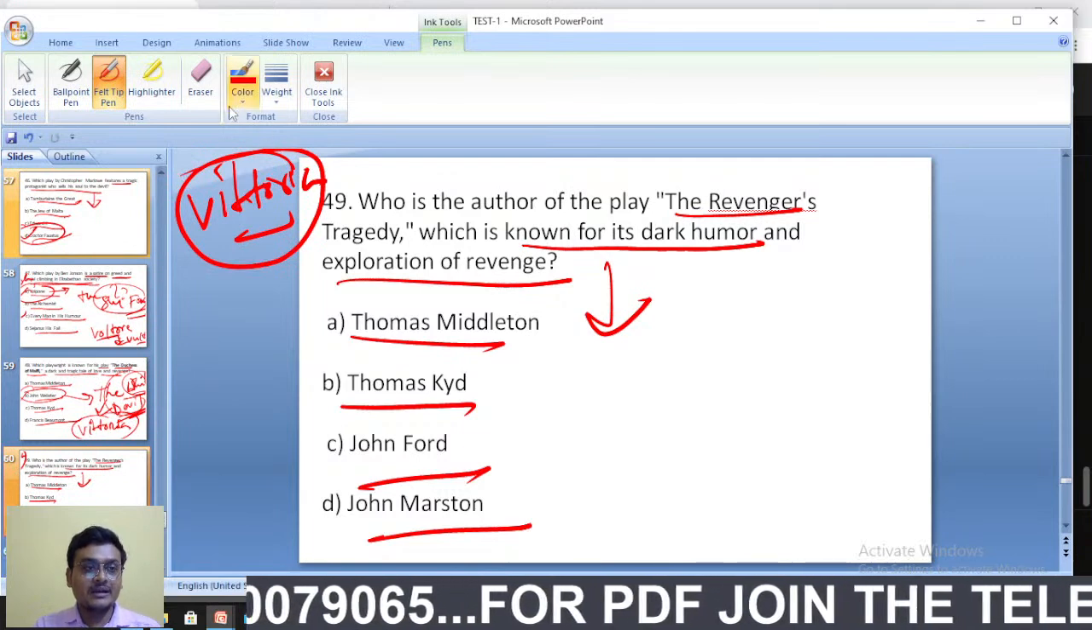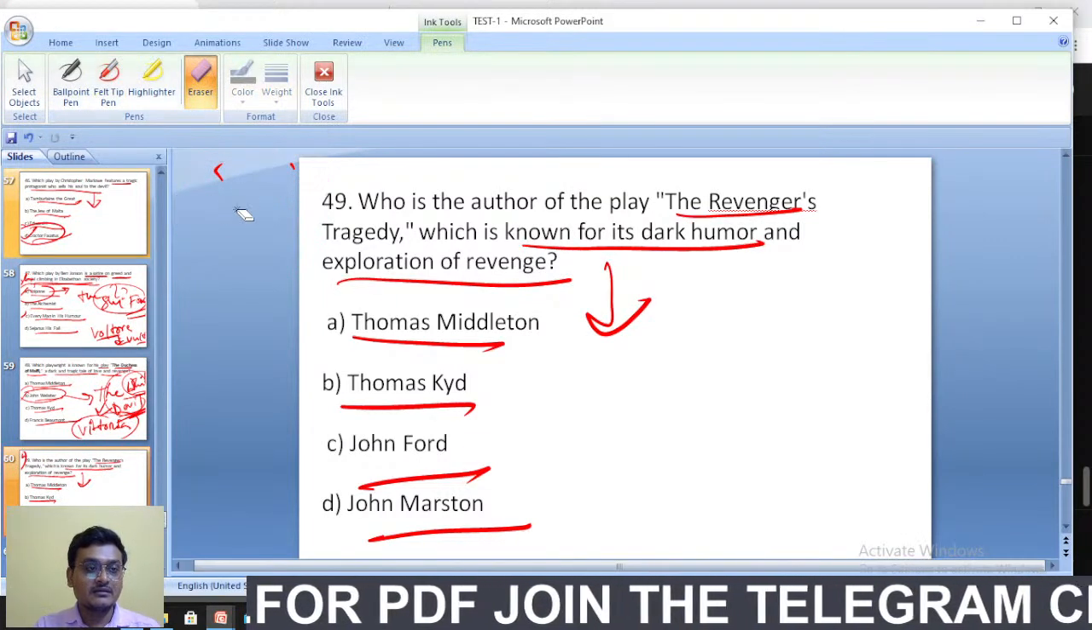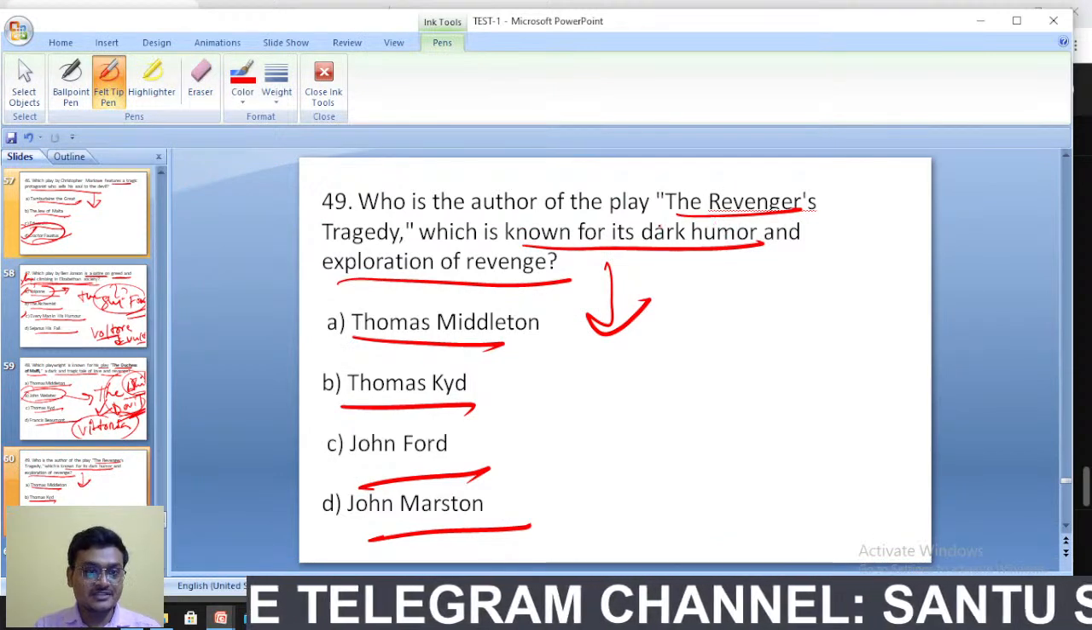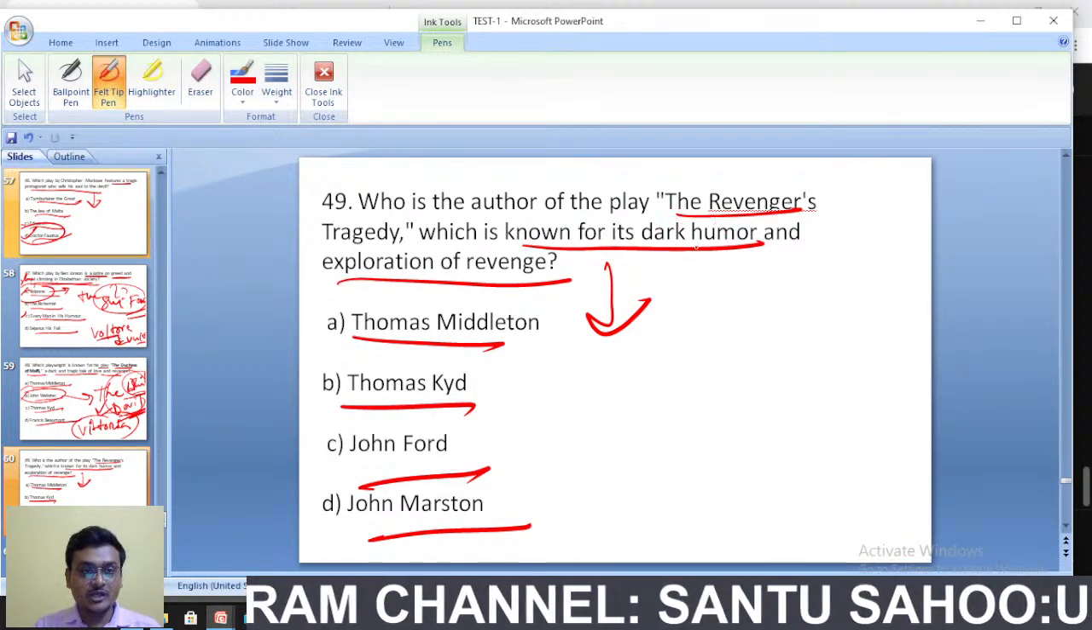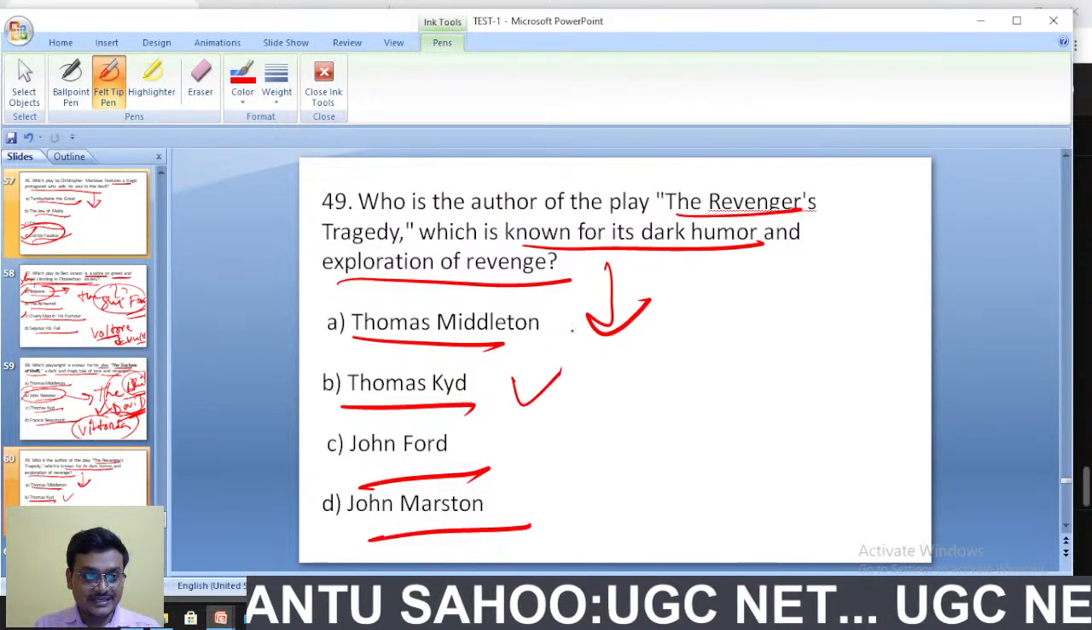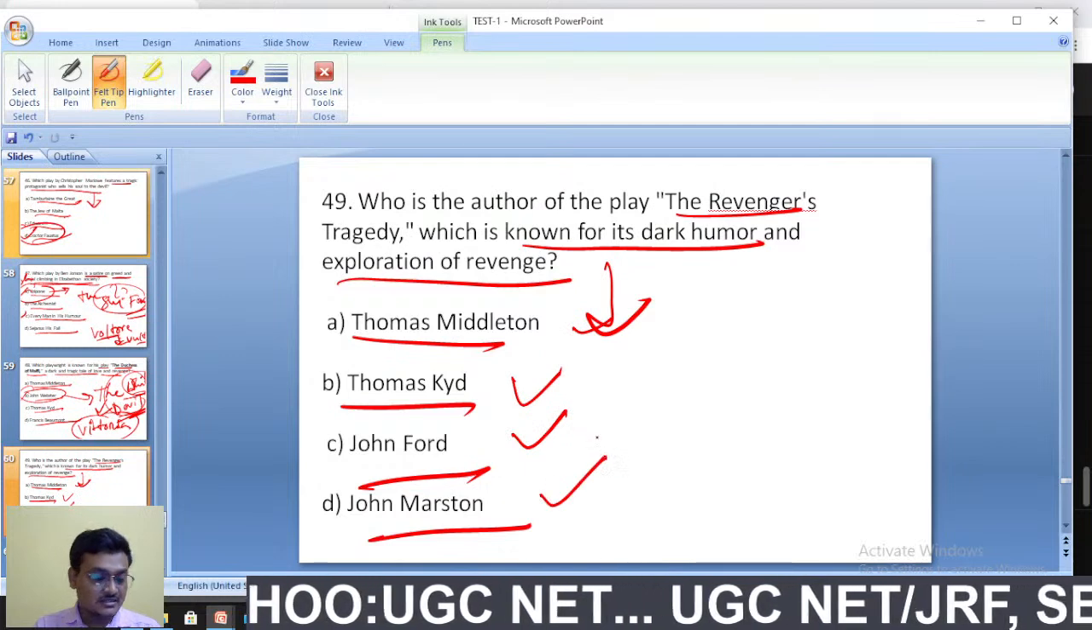Now here is question number 96 on your screen. Who is the author of the play The Revenge Tragedy, which is known for its dark humor and exploration of revenge? Thomas Middleton, Thomas Kidd, John Ford, John Marston.